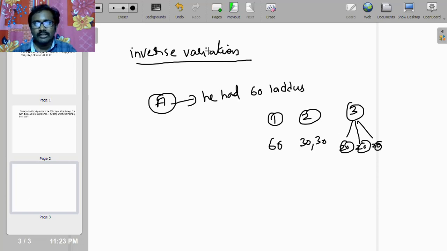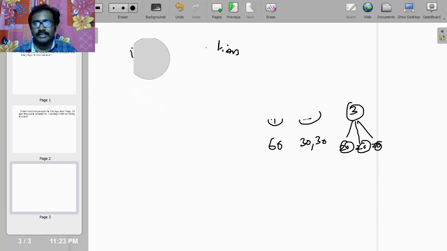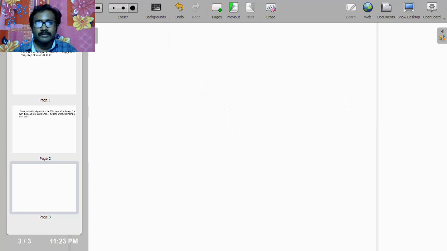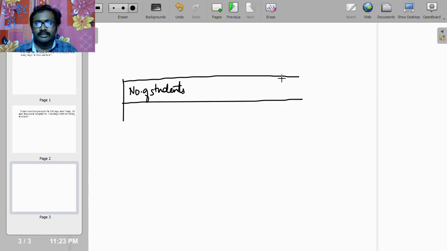So we'll see one table so that you can understand better. Let us suppose the number of students, or friends, and the number of laddus. The number of students I take as x, and the number of laddus will be y. I am taking the variable y.